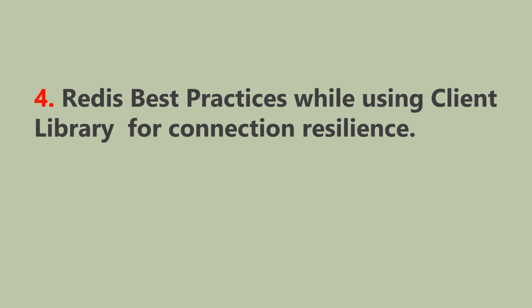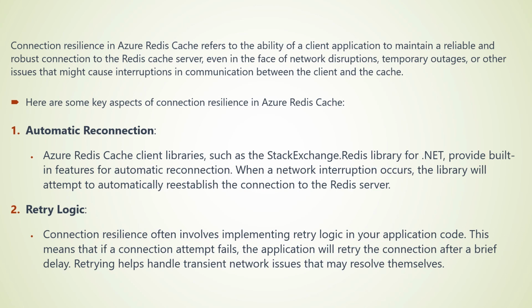4. Redis best practices while using client library for connection resilience. Connection resilience in Azure Redis Cache refers to the ability of a client application to maintain a reliable and robust connection to the Redis cache server, even in the face of network disruptions, temporary outages, or other issues that might cause interruptions in communication between the client and the cache. Here are some key aspects of connection resilience in Azure Redis Cache. Automatic reconnection. Azure Redis Cache client libraries, such as the StackExchange.Redis library for .NET, provide built-in features for automatic reconnection. When a network interruption occurs, the library will attempt to automatically re-establish the connection to the Redis server.